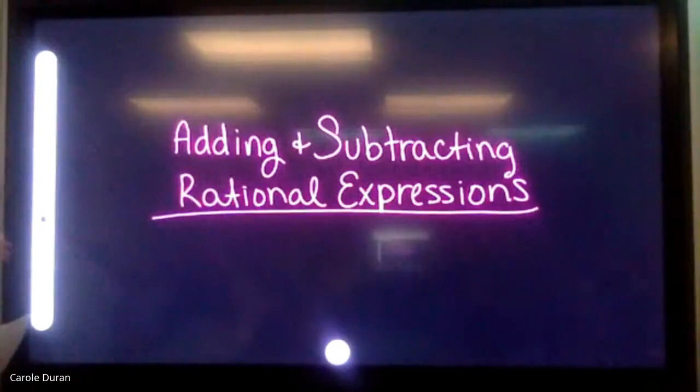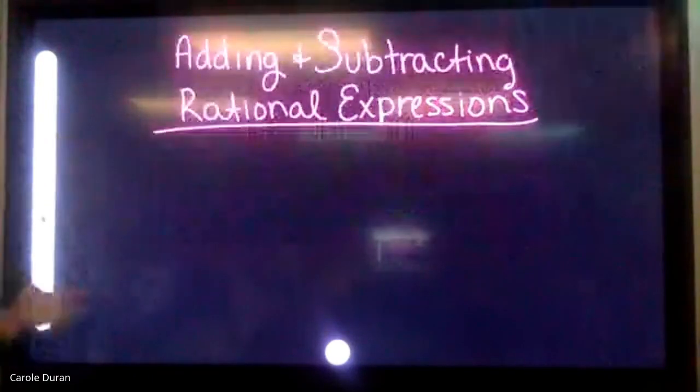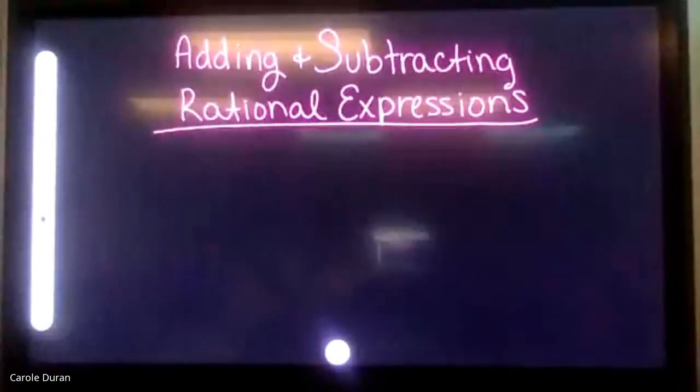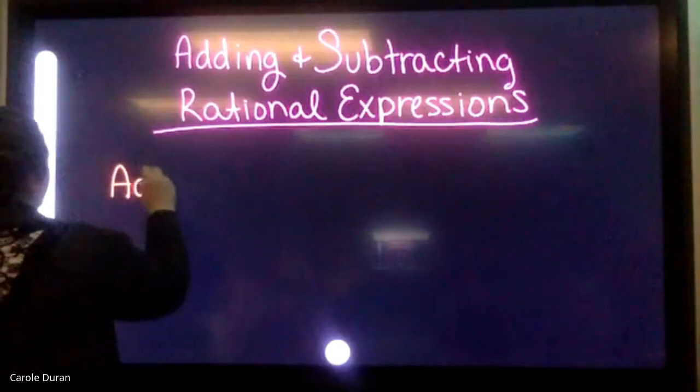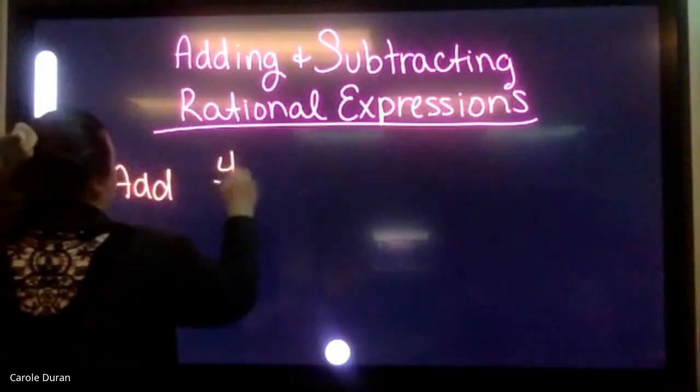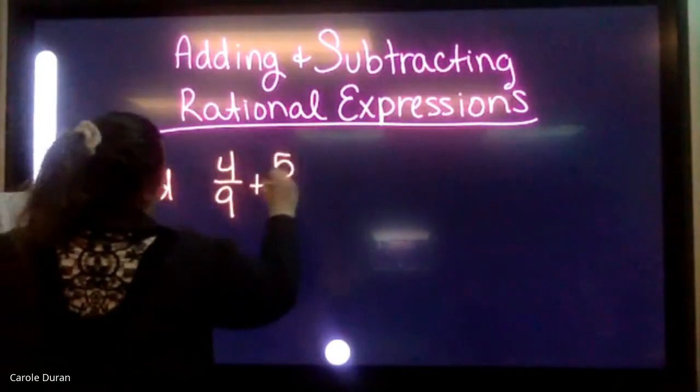Okay, so we're adding and subtracting rational expressions today. Just like on the previous lesson, I'm going to go ahead and do just a numerical example so you can kind of see what I'm talking about, and then we will get into examples that have variables in them. So the example that we're going to look at is asking us to add 4/9 and 5/6 together.